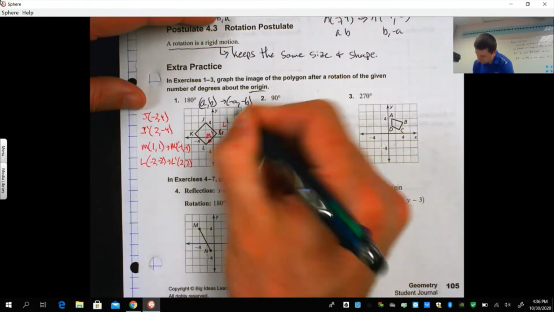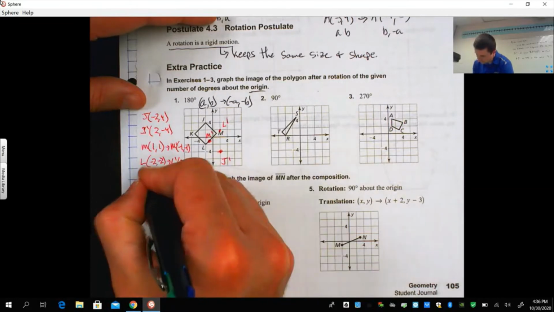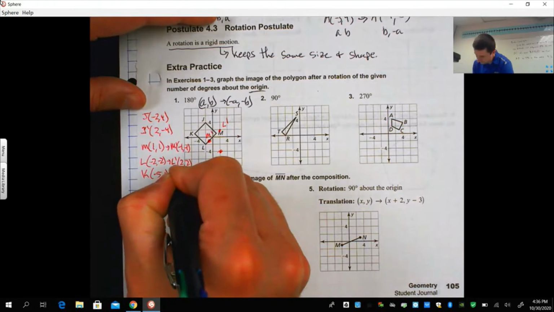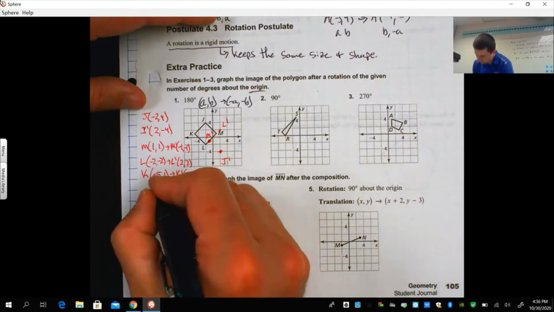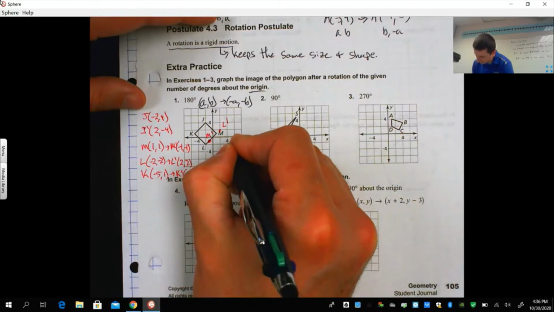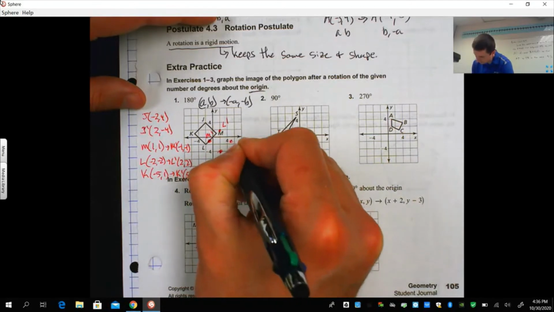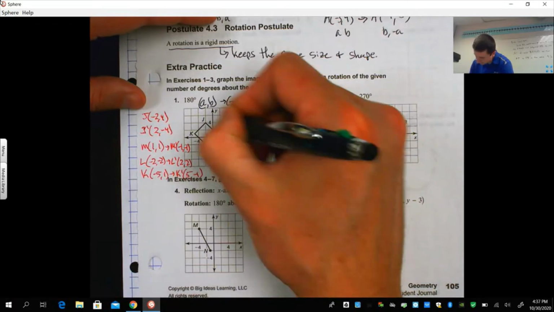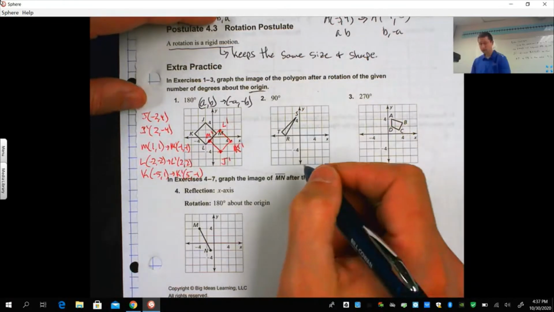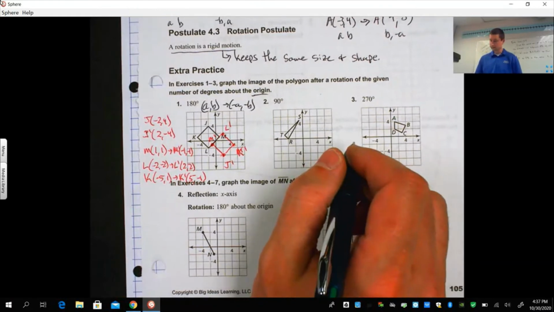You're starting to see the shape where this should be. K looks to be at negative 5, 1. So K prime, switch your signs. Negative 5 goes to positive 5. Positive 1 goes to negative 1. 5, negative 1. So see the labels I'm putting on there? And then you draw your shape. We have rotated that 180 degrees about the origin.